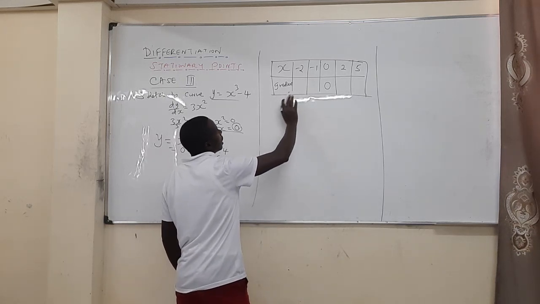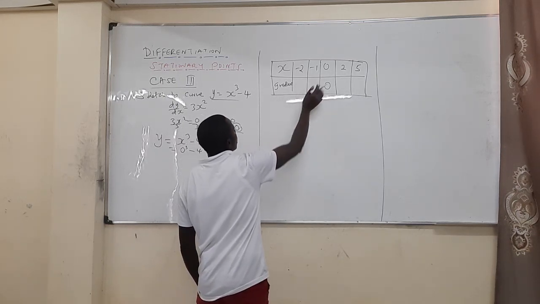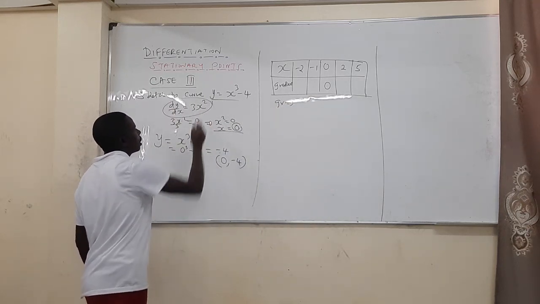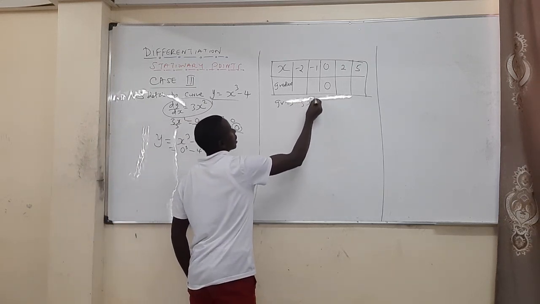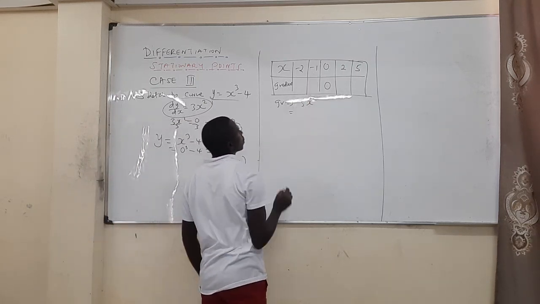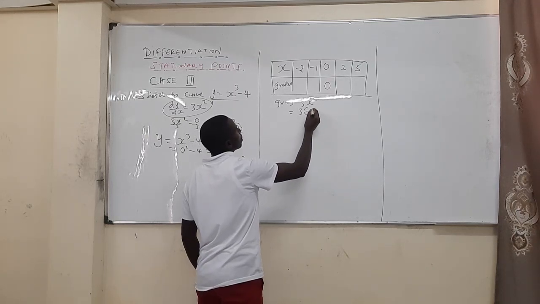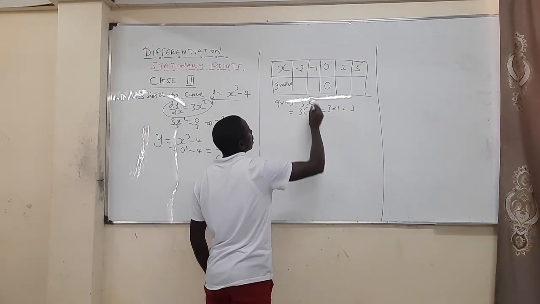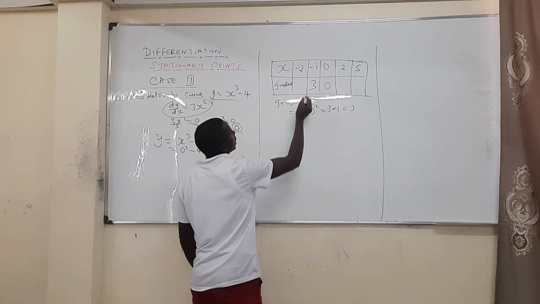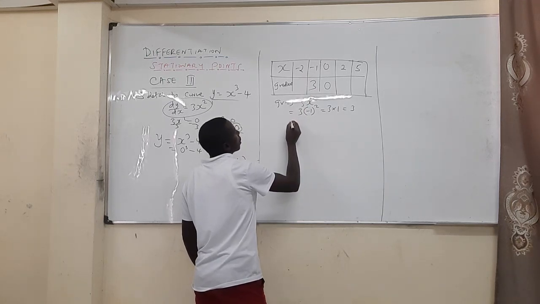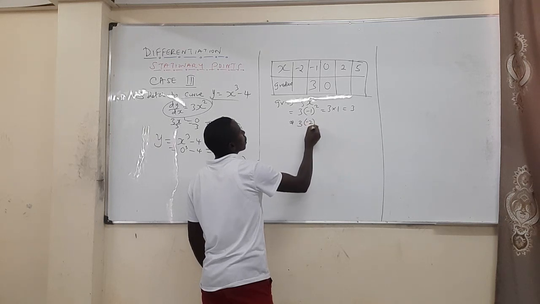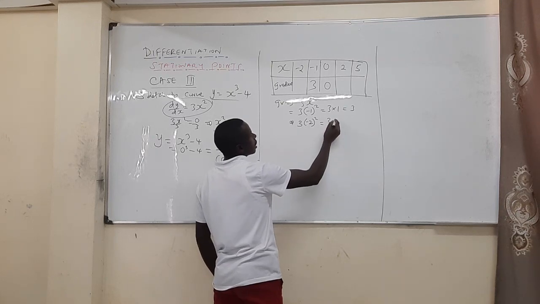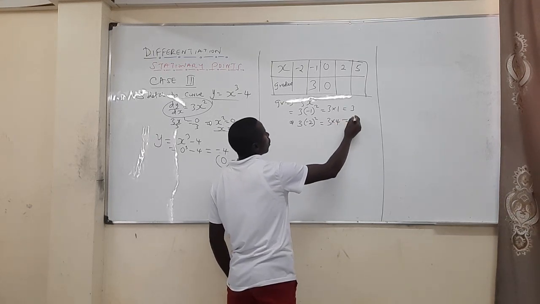So at minus 1, our gradient function is given by our derivative here, which is 3x squared. At x equals minus 1, we have 3 times minus 1 squared, which is 3 times 1, so we get 3. Then at x equals minus 2, I'm going to have 3 times minus 2 squared, and minus 2 squared is positive 4. So that is 3 times 4, which is 12.